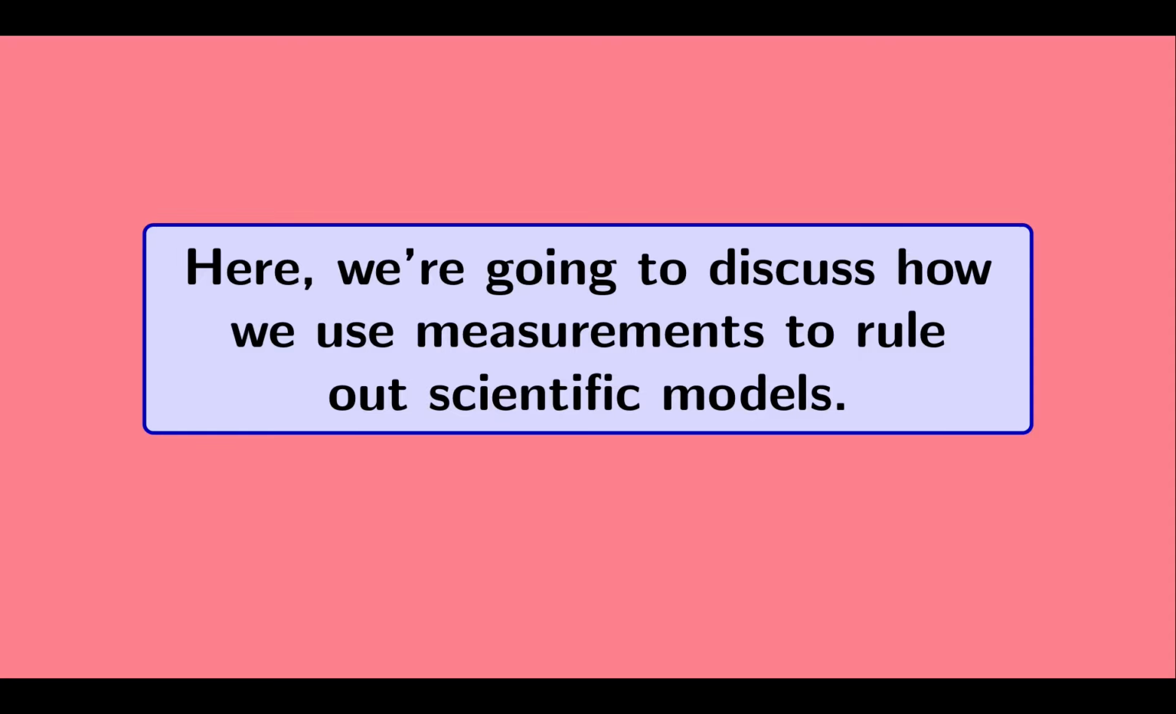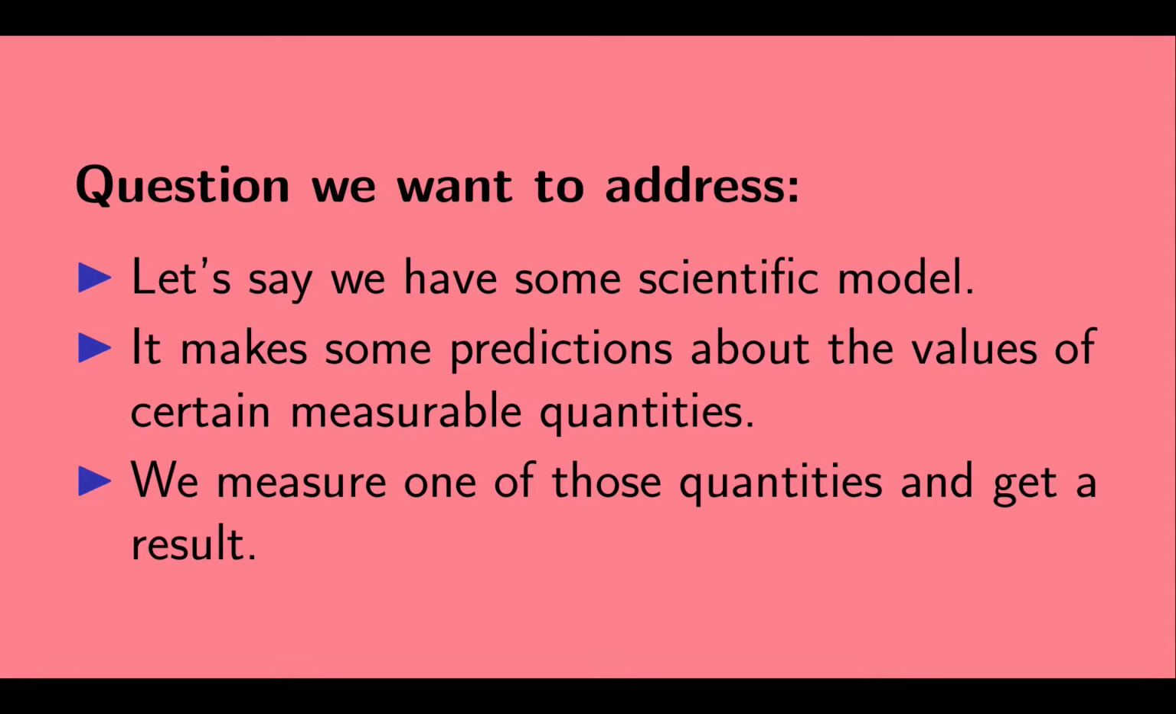Here we're going to take this a step farther and discuss how we could use measurements to rule out scientific models. So here's the question we want to address. Let's say we have some scientific model. It makes some predictions about the values of certain measurable quantities. We measure one of those quantities and get a result.